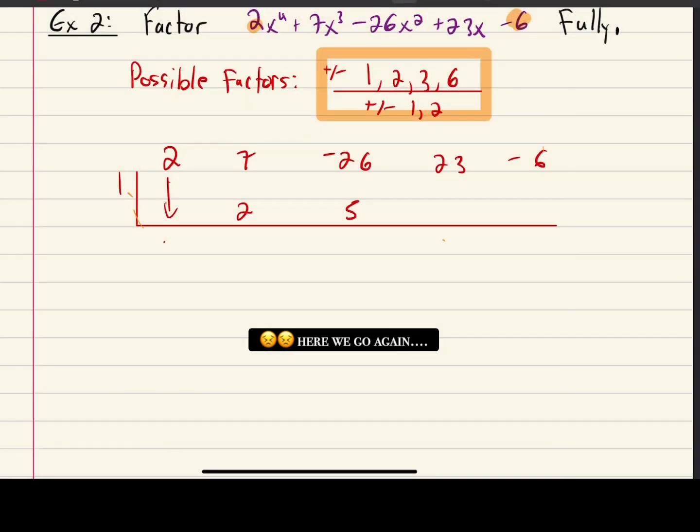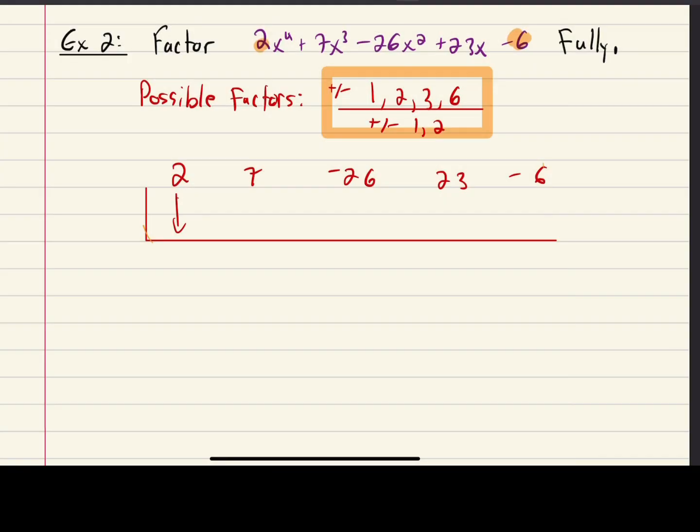So now that we tried negative 1, we're going to try positive 1. So same thing here. So this would be x plus 1. And so I'm going to carry the 2 down here, and I'm going to do the same usual steps. So I've exhausted both the plus 1 and the minus 1. So what I'm going to do is I'm going to go plus 6 here. And so this will be x plus 6.